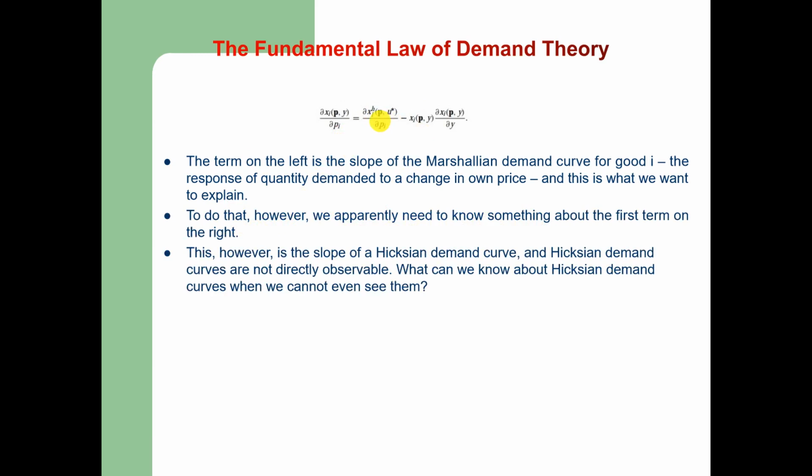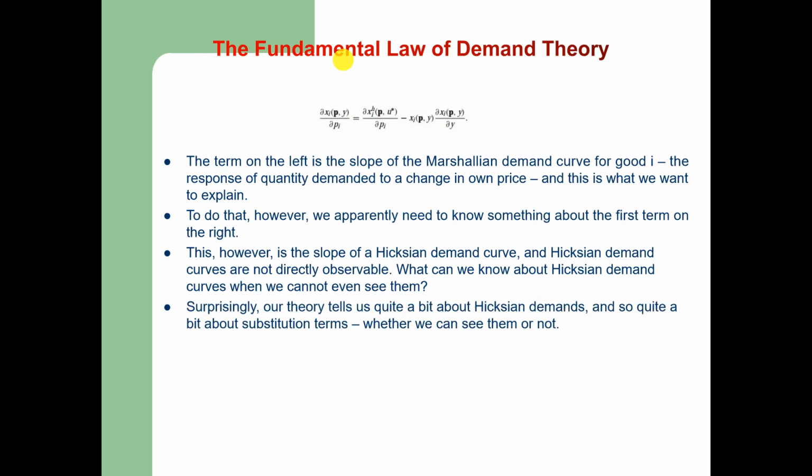This, however, is the slope of the Hicksian demand curve, and Hicksian demand curves are not directly observable. What can we know about Hicksian demand curves when we cannot even see them? Surprisingly, our theory tells us quite a bit about Hicksian demands and so quite a bit about substitution terms, whether we can see them or not. It means even if we don't see Hicksian demand curves, our theory helps us explain this.